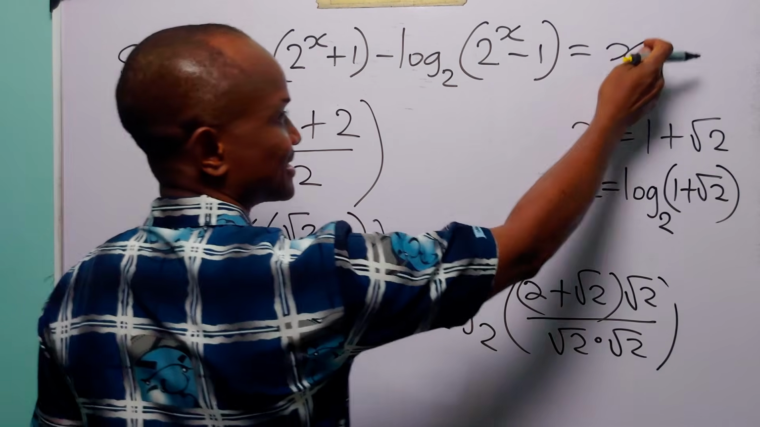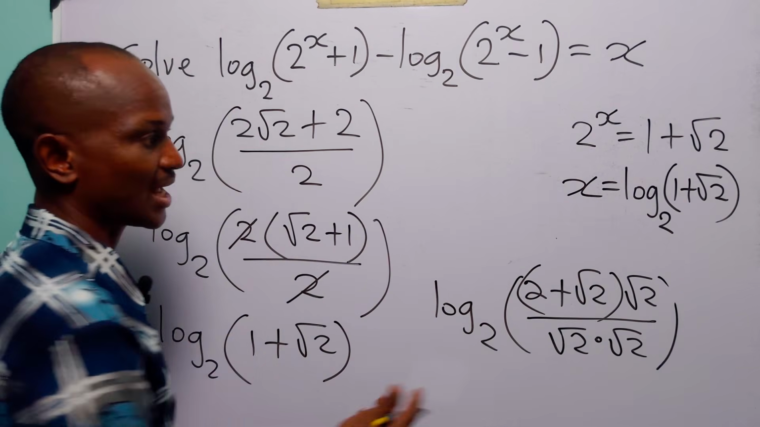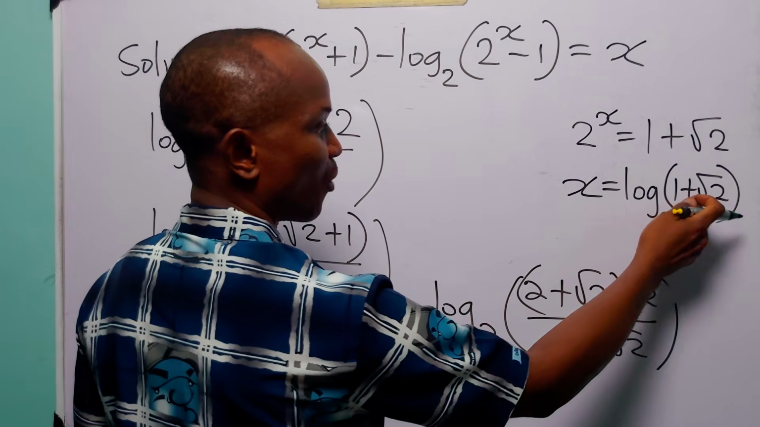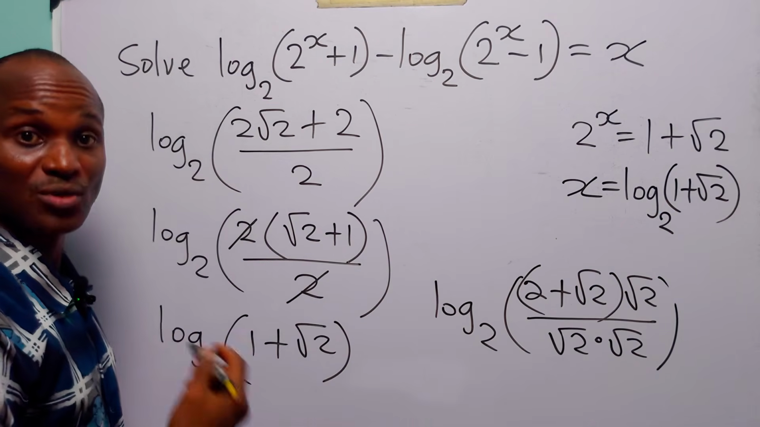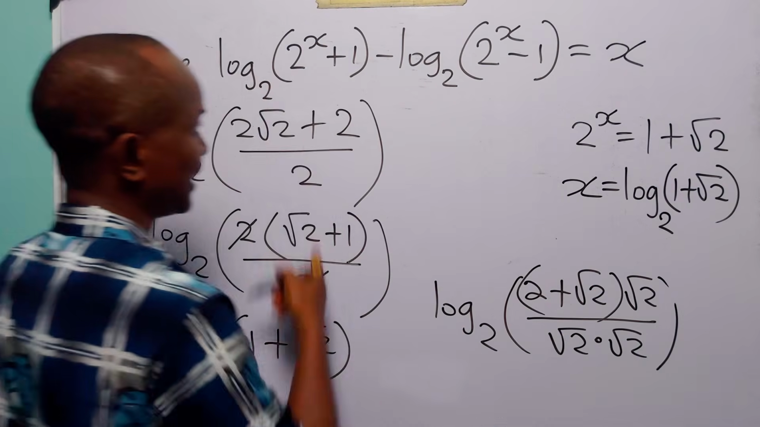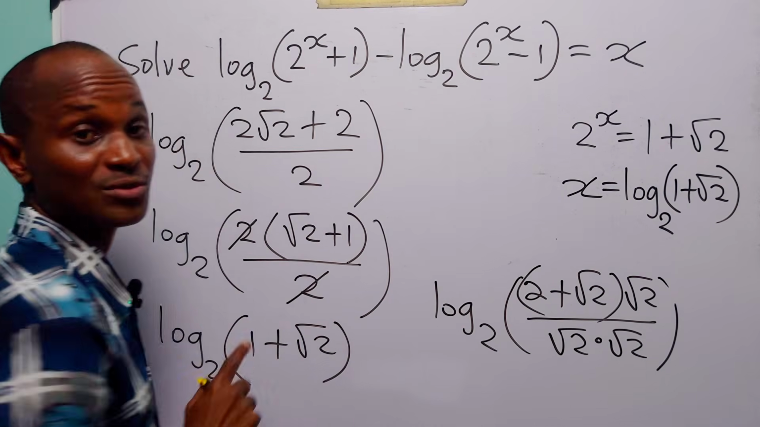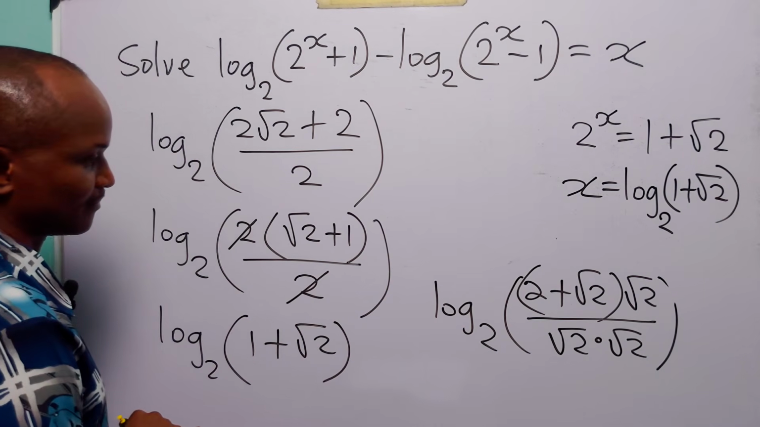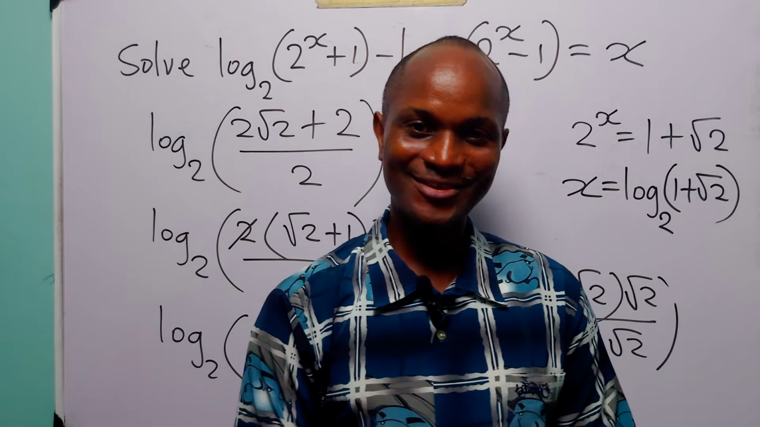And on the right hand side, we have x. And of course, you know that x is log base 2 of (1 plus root 2). So that simply means that when x is equal to this, then the left hand side is equal to the right hand side. And with that, we come to the end of this tutorial.